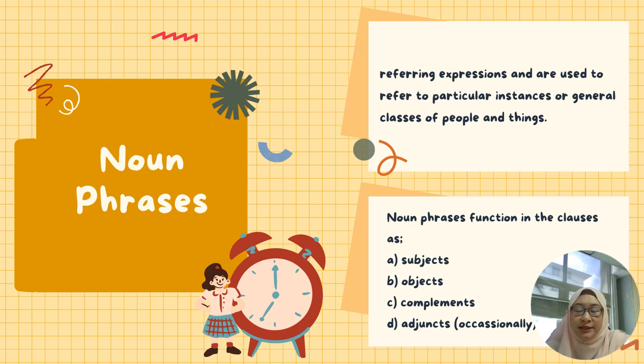Noun phrases basically refer to expressions that are used to refer to particular instances or general classes of people and things. And noun phrases function in clauses as subjects, objects, complements, and adjuncts. Okay, so we're going to go in depth later on the different functions of noun phrases.